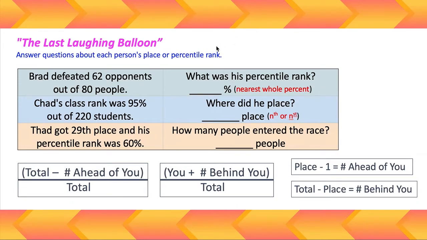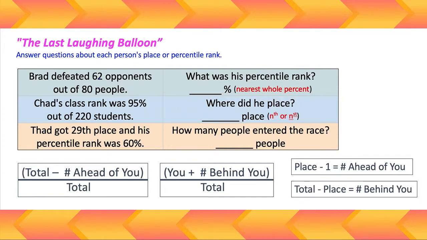Hello again, students. Let's do the last lesson, answering questions about each person's place or percentile rank. I'm going to give you a medley of all these different places and ranks and how many people you defeated and all those things. So here we go. Let's just take it one at a time.